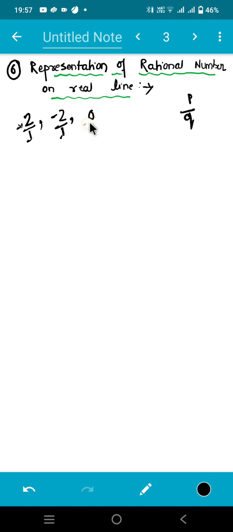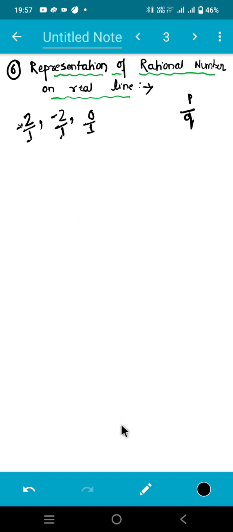Why? Because 0 also can be written as 0 by 1, where q should not be equal to 0. They have not said that p should not be equal to 0. They have just given us a condition that q should not be equal to 0. Understood? So 0 can also be considered as a rational number.